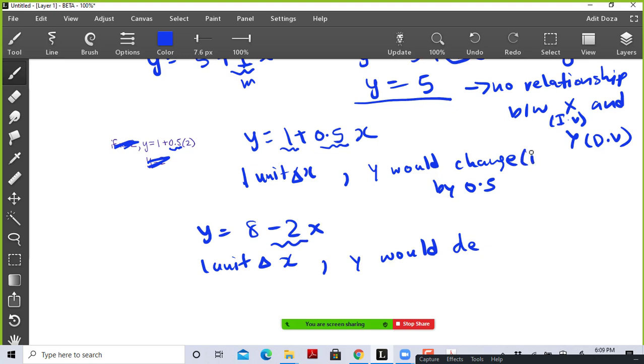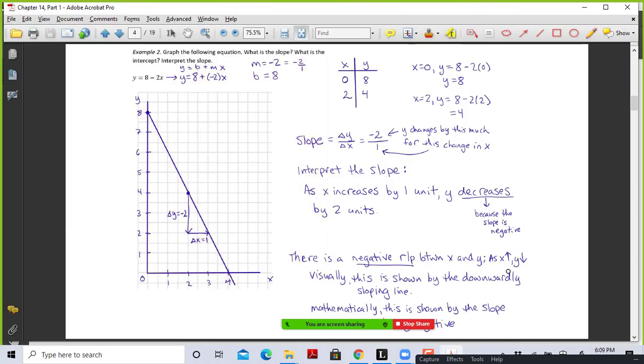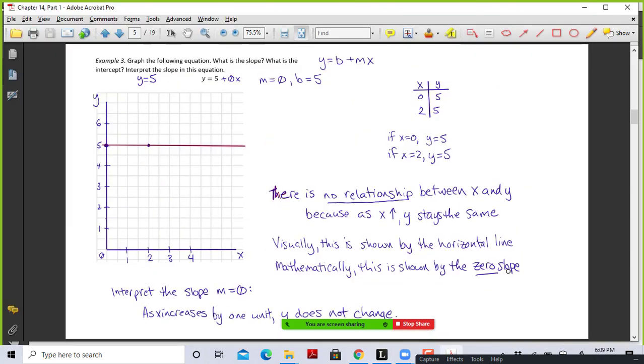Whatever. Would not change, but here it will decrease. Here it should increase, right? The change is actually an increase. Here it will decrease by 2 units. Okay, some basic stuff basically. And I already said if the slope is 0, there is no relationship.